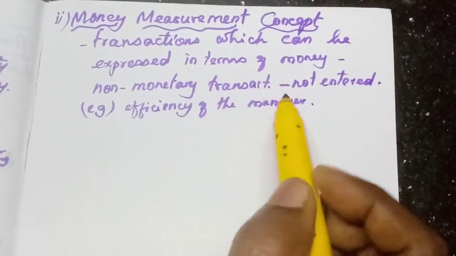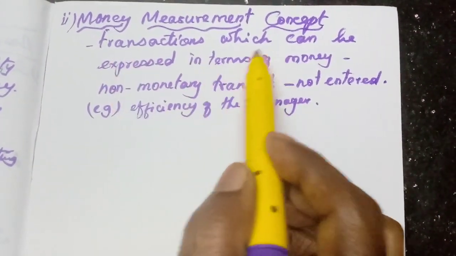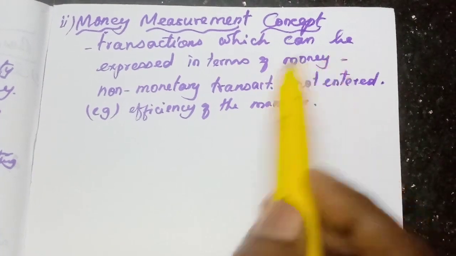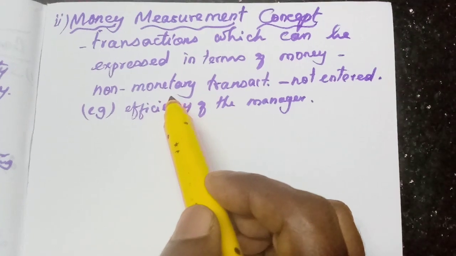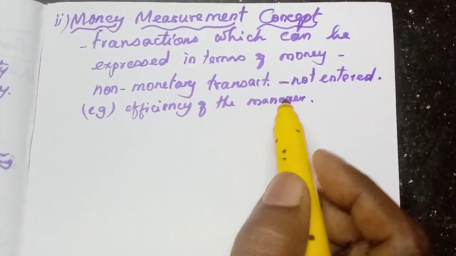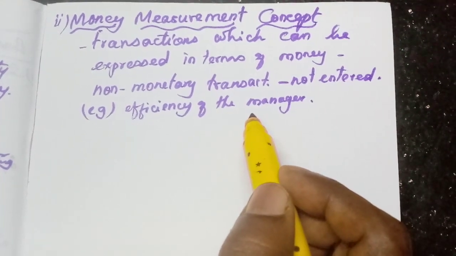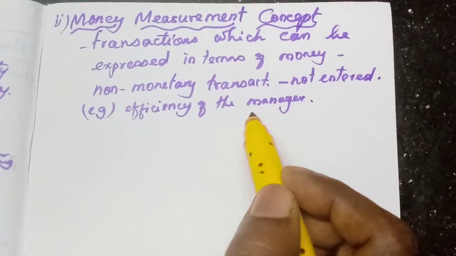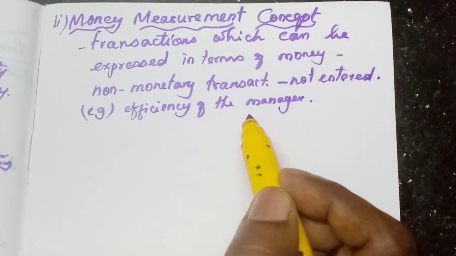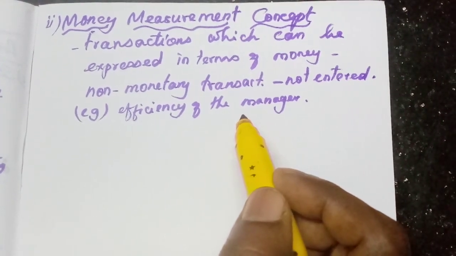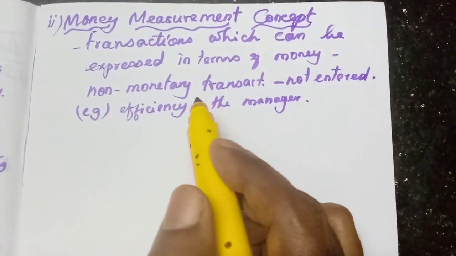Okay, we cannot enter the non-monetary transactions. Only the transactions which can be expressed in terms of money can be entered in the books of accounts, because money is the medium of exchange, isn't it? If we purchase, how much we have purchased, we never say. We say sometimes 1 kg of rice, 2 kg of vegetables, all these we purchase. But how much we have purchased, we write in the amount. Only then we can calculate the total amount, isn't it?